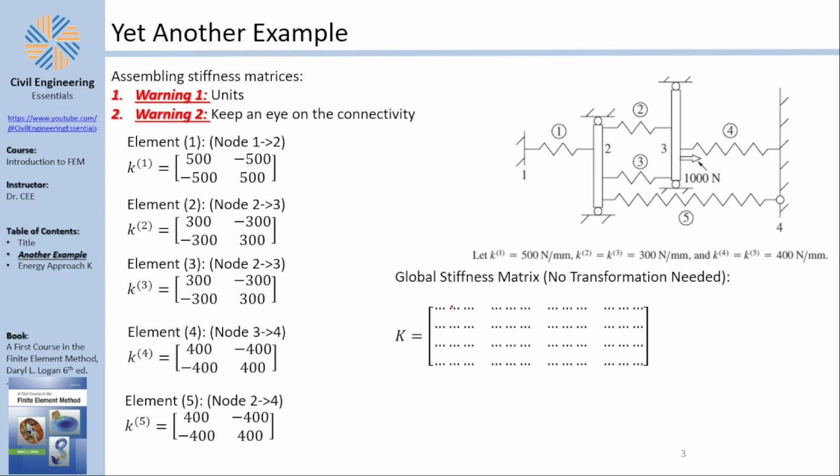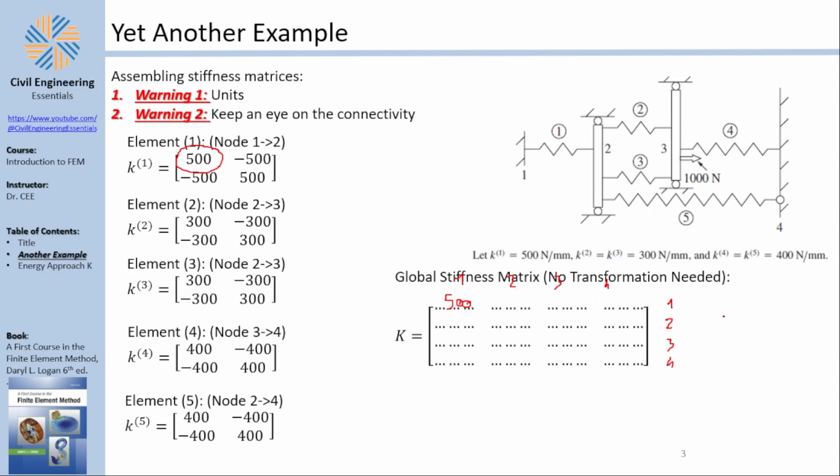So this here, let me just put some numbers here. This is node 1, node 2, 3, and 4, or U1, U2, U3, and U4. This is 1, 2, 3, and 4. So 1 with 1, right? We're talking about 1 with 1. Which elements have 1 with 1? The only element that has 1 with 1 is this. So this is 500 here.